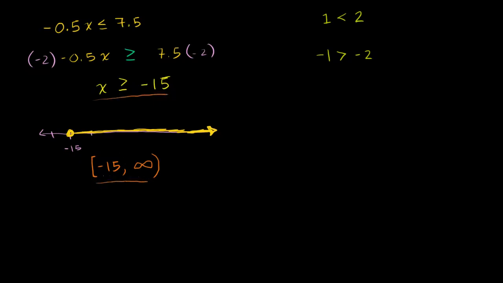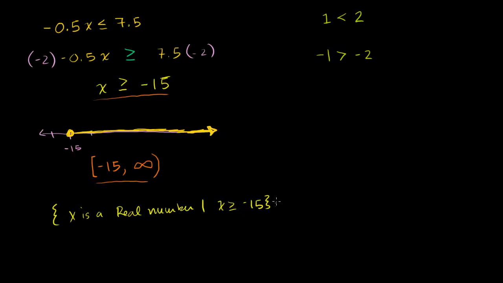Sometimes you might also see set notations where they might say x is a real number such that, that little vertical line just means such that, x is greater than or equal to negative 15. So this is the set. These curly brackets mean the set of all real numbers, or the set of all numbers where x is a real number, such that x is greater than or equal to negative 15.